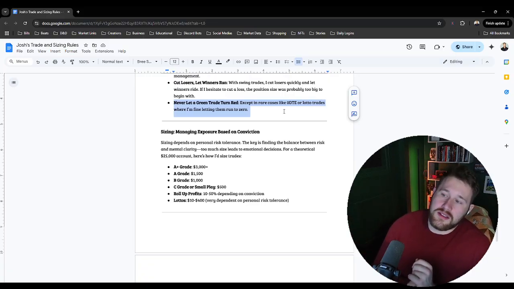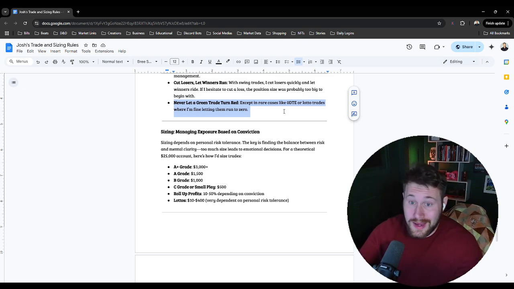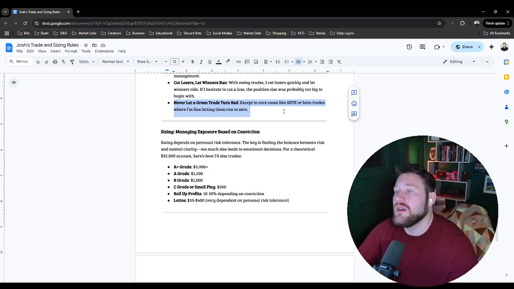So there's some rare cases where if I've already taken some profits or already made a lot of money, I will let it continue to run. But typically, for most cases, if something's green, then turns red, it's working, and then suddenly it's not working, I'm getting out and reassessing what just happened.